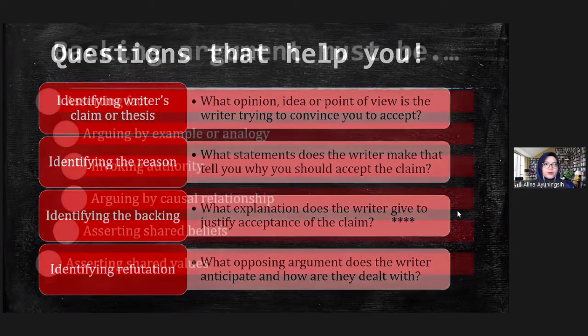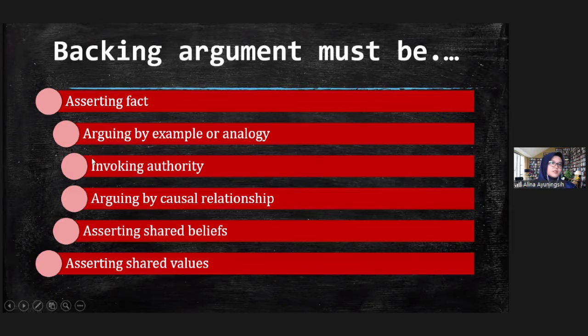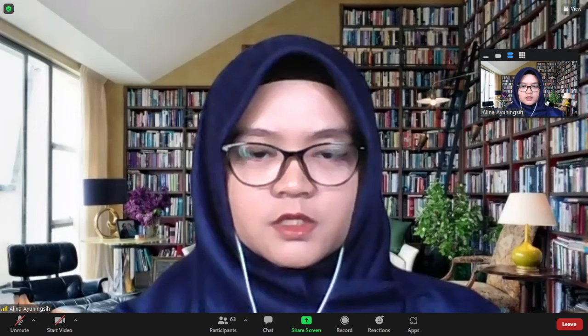For backing argument, there are many types: asserting fact, arguing by example or analogy, invoking authority, arguing by causal relationship, asserting shared beliefs, and asserting shared values. We will talk about this in detail in the next PowerPoint. Today's material is quite long, and I needed to make a video, so to make it not too long, I divided it into two. So hang on, I will share the other one.